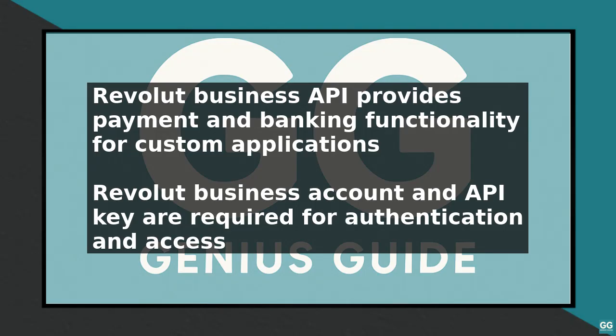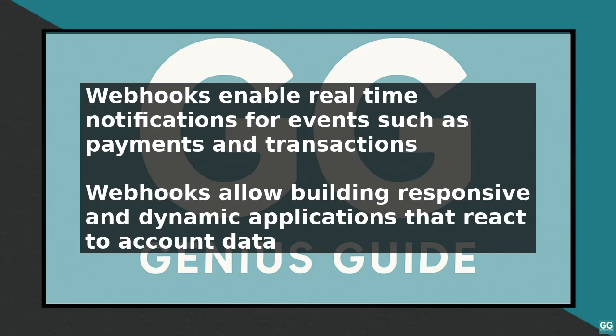Revolut is a popular financial platform that provides a range of tools and services for businesses, including a robust API for integrating payment and banking functionality into custom applications. To get started with the Revolut Business API, you will need to create a Revolut business account and obtain an API key. This key is used to authenticate your API requests and ensure that only authorized applications can access your account data.